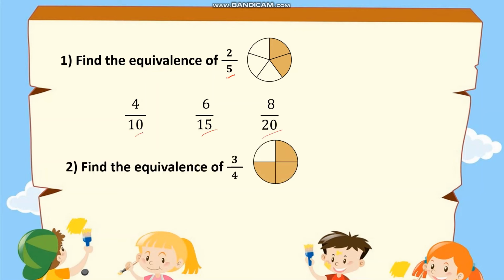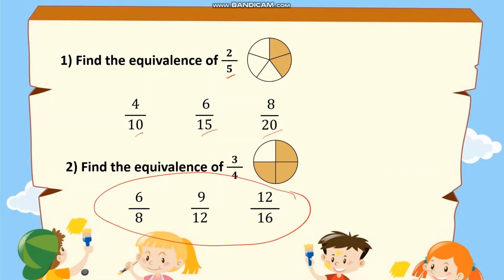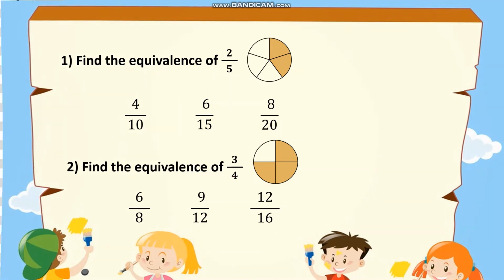Okay, now let's have another example, 3/4. So let's count by 3 and count by 4. So count by threes: 3, 6, 9, 12. And then we have 4, 8, 12, 16. Okay, so these fractions are all equal to 3 quarters, and these fractions are all equal to 2/5. Okay, that is the second method, counting on method.